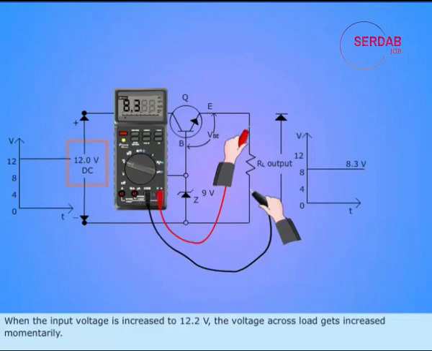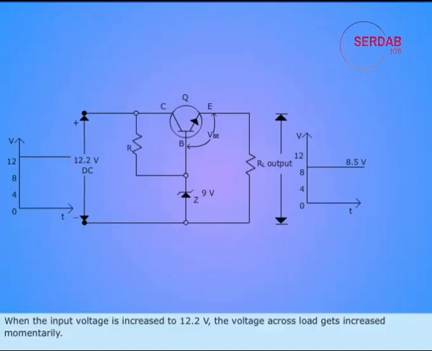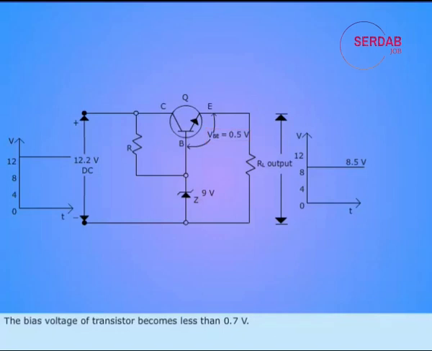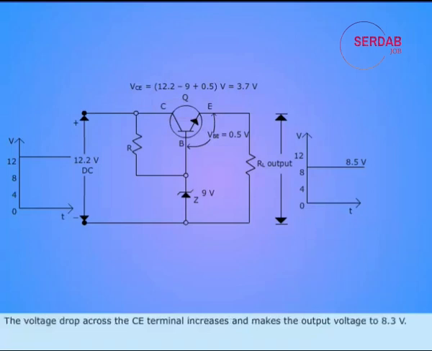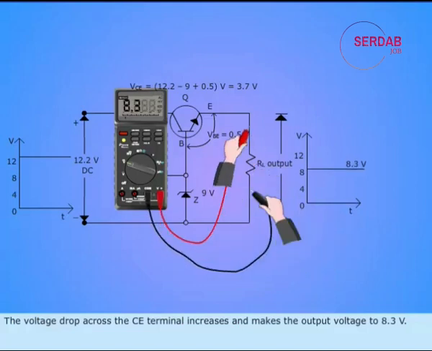When the input voltage is increased to 12.2 volts, the voltage across load gets increased momentarily. But Zener diode maintains the constant reference voltage of 9 volts. The bias voltage of transistor becomes less than 0.7 volts. Hence, the resistance across CE terminal of transistor gets increased. The voltage drop across the CE terminal increases and makes the output voltage to 8.3 volts.